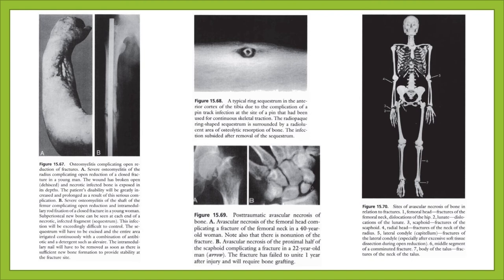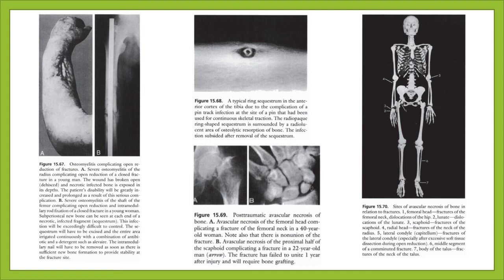Figure 15.68. A typical ring sequestrum in the anterior cortex of the tibia due to the complication of a pin tract infection at the site of a pin that had been used for continuous skeletal traction. The radio-opaque ring-shaped sequestrum is surrounded by a radiolucent area of osteolytic resorption of bone. The infection subsides after removal of the sequestrum.